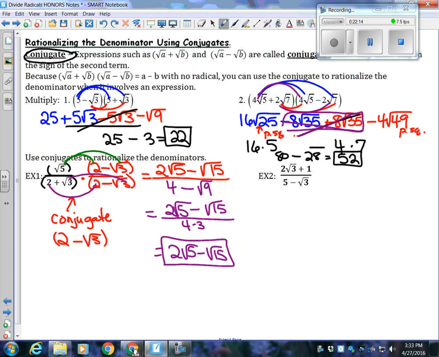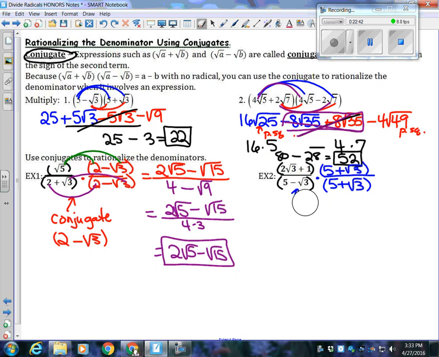All right, example 2. Let's imagine the conjugate. Please remember that the divide bar actually groups the top part and the bottom part, so it's like there are parentheses around each. If you remember that, it'll make your life a lot easier. What is the conjugate of 5 minus square root of 3? Well, it's matched, but it's not exact, so it would be 5 plus square root of 3. So I'm going to multiply the top by 5 plus square root of 3.